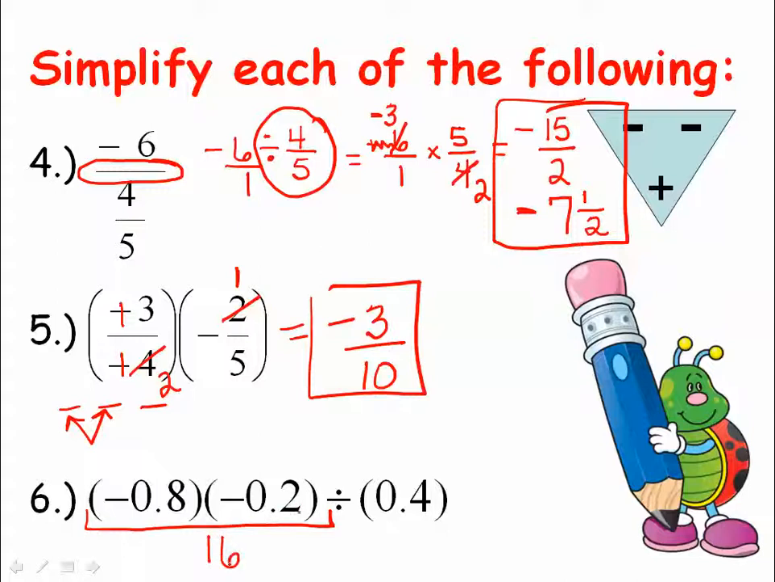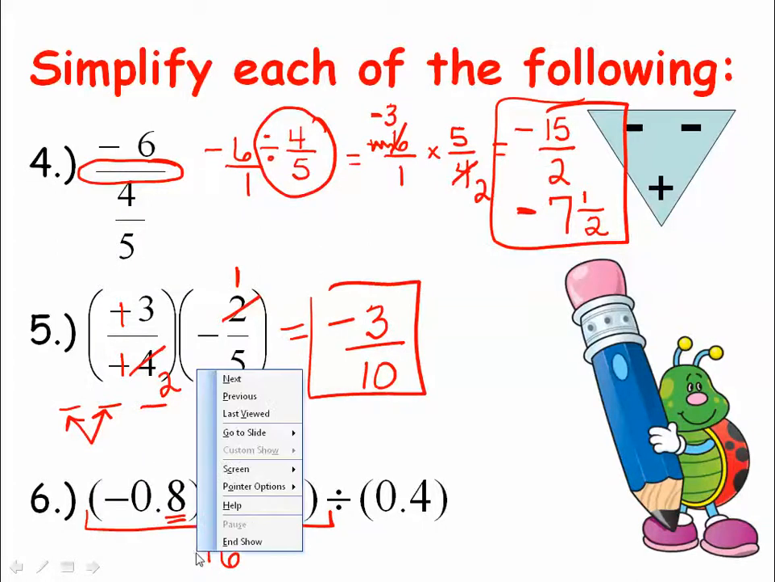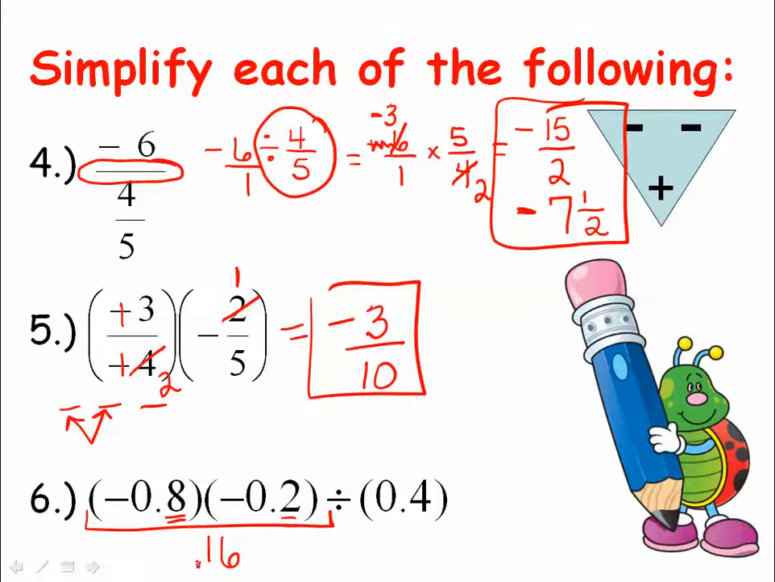Now we count the number of decimal places. Since there's one in each problem, that would make 2 decimal places, and so I want to have 2 decimal places in my answer, making that 0.16. Now I'm going to have 0.16 divided by 0.4.